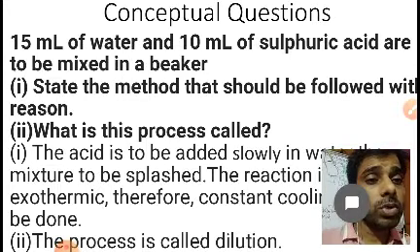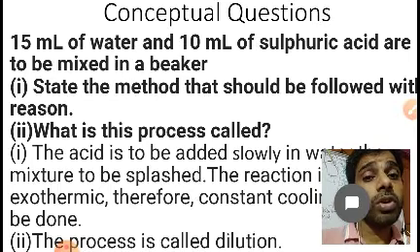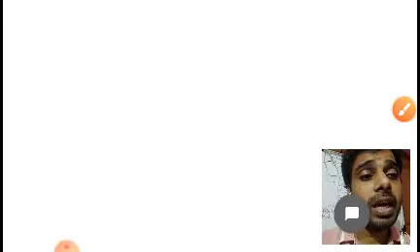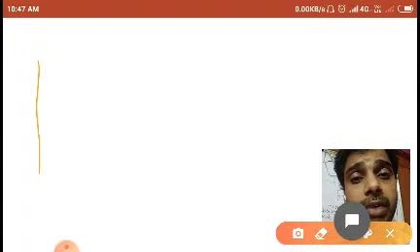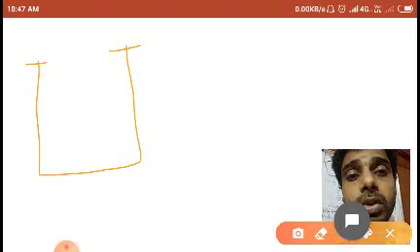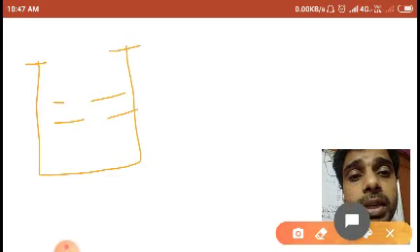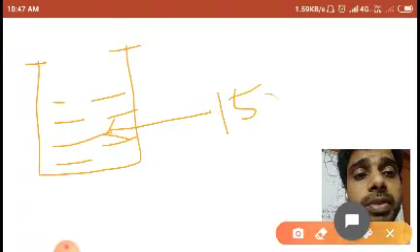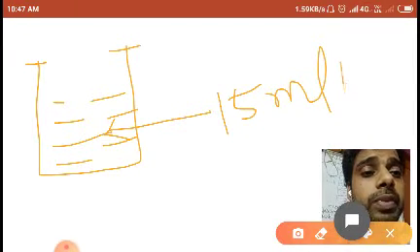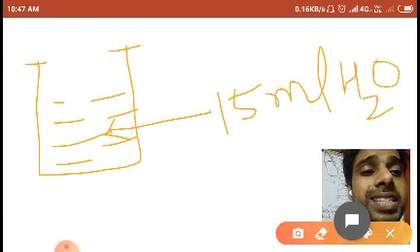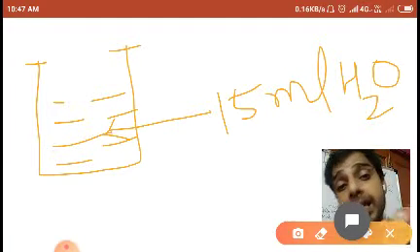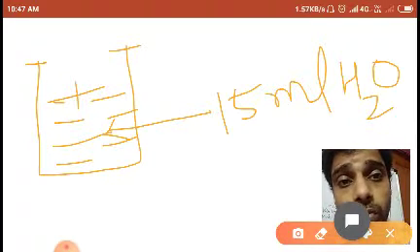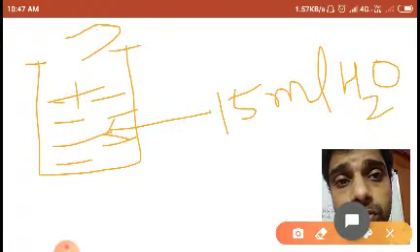Then the first part of the question says: state the method that should be followed with reason. What is this process called? So you can see here I am actually making this one. I will take one beaker, and in this beaker I will take 15 ml of H2O. Secondly, I will add 10 ml of H2SO4 with the help of a test tube.